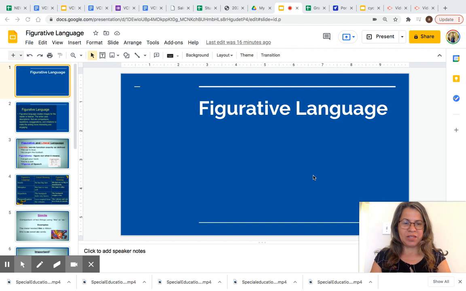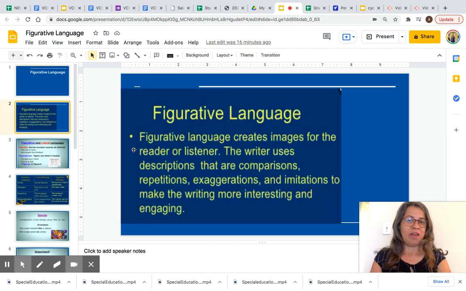In today's lesson, we are going to learn about figurative language. Are you ready? Let's get started. Figurative language creates images for the reader or listener. The writer uses descriptions that are comparisons, repetitions, exaggerations, and imitations to make the writing more interesting and engaging.